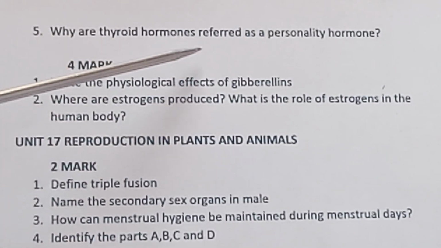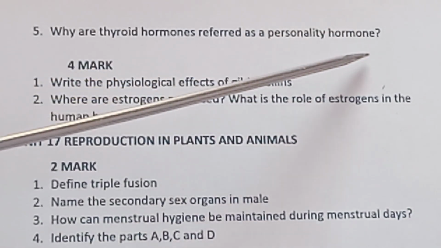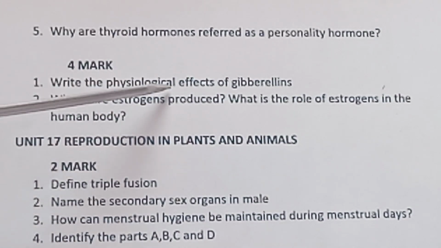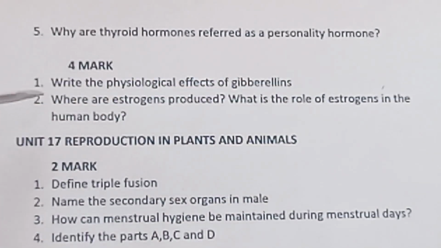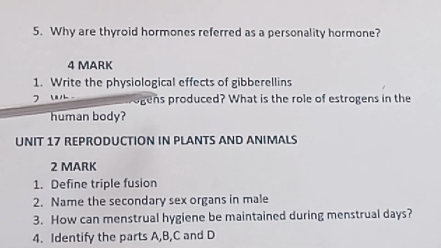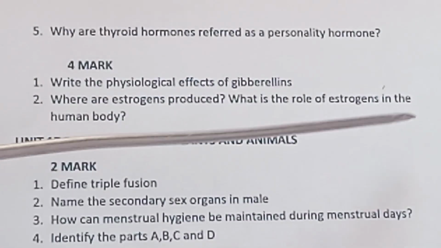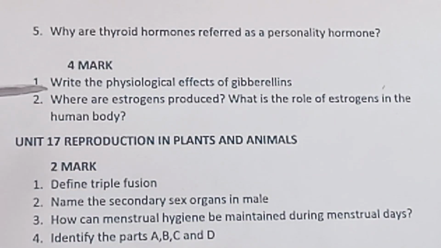5th one, why are thyroid hormones referred to as the personality hormone? Very important question. 4 mark. Write the physiological effects of gibberellins. Second one, what are estrogens? Where are estrogens produced? What is the role of estrogens in the human body? Important. 4 mark, or they can ask it as a 7 mark.